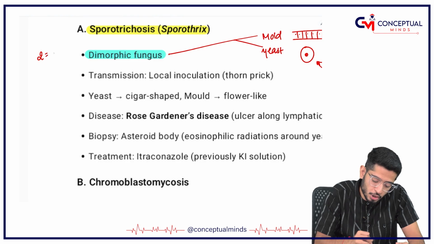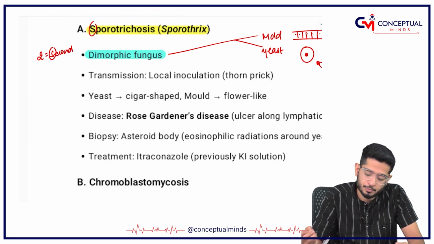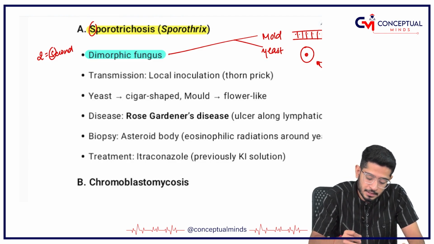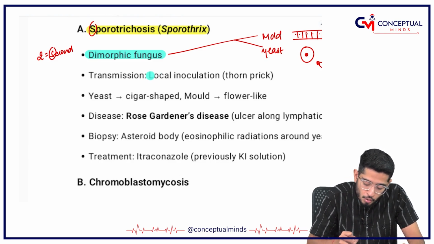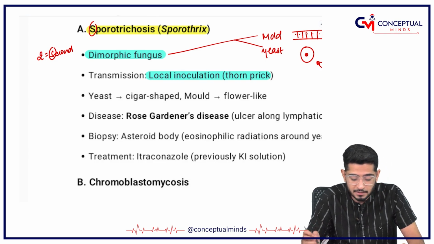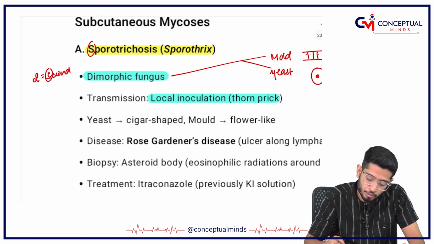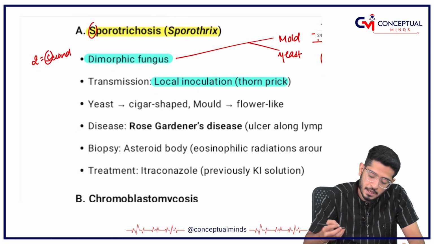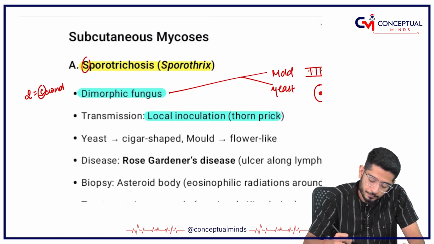How to remember two? Two is also called second, right? So S for second, S for Sporotrichosis. How is it happening? It is happening because of local inoculation by the thorn prick. Okay, so Sporothrix or Sporotrichosis has thorn. So T for what? T for thorn prick.